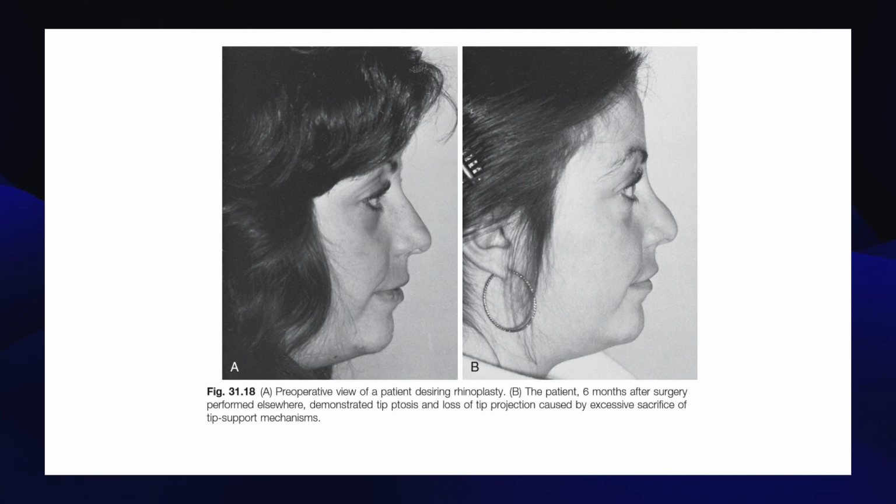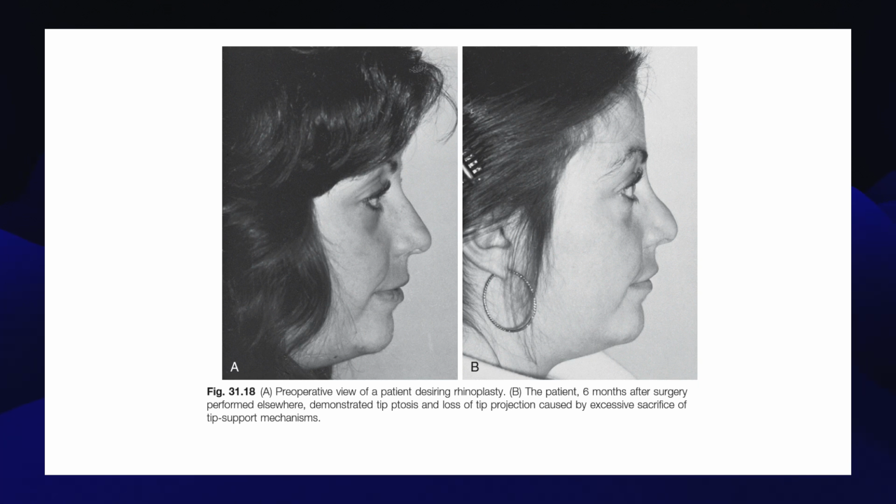The patient came seeking rhinoplasty in A. In B, the patient is 6 months after surgery, and the photo demonstrates tiptosis, loss of tip projection. You may be asked what you can see. You will say there is tiptosis, loss of tip projection. What is the cause of this? Excessive sacrifice of the tip support mechanism.